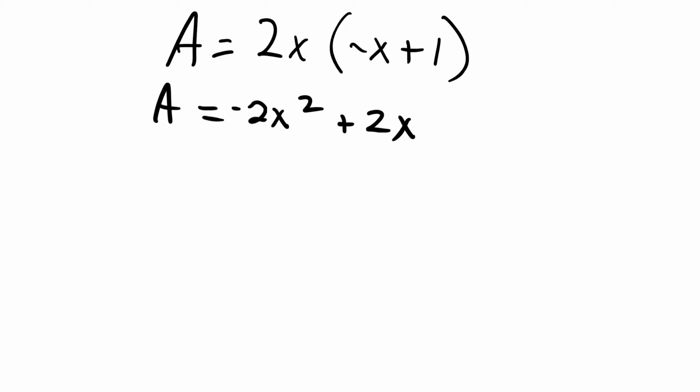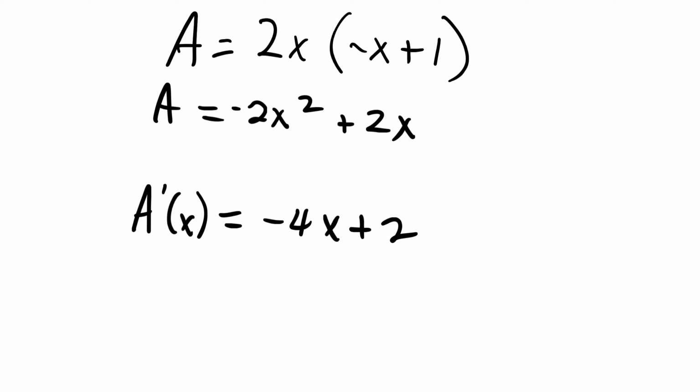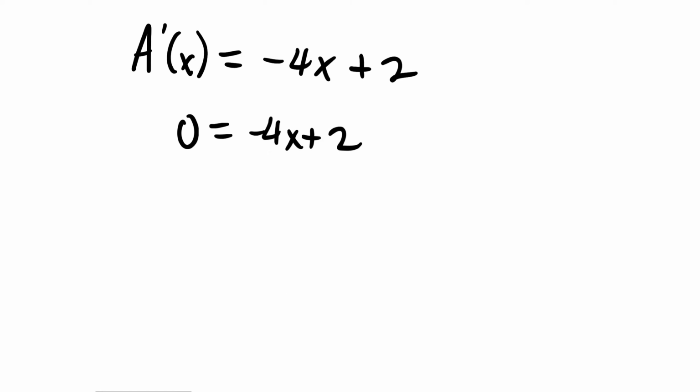So this is where 4.3 comes into play, right? We're using critical points. We're going to take the first derivative. So it's just going to be negative 4x plus 2. Critical points occur whenever our derivative is 0 or undefined. Since this is a polynomial, this is never going to be undefined, right? The domain is all real numbers. So I just have to set it equal to 0 and solve for x.